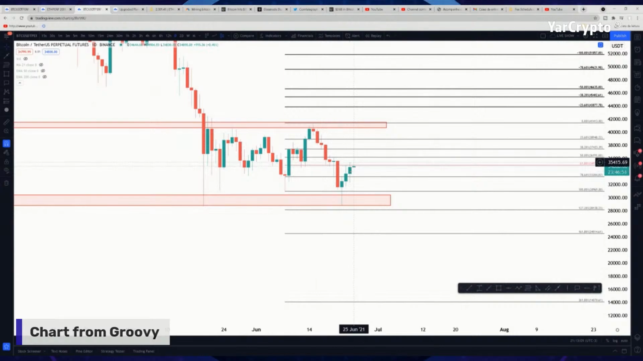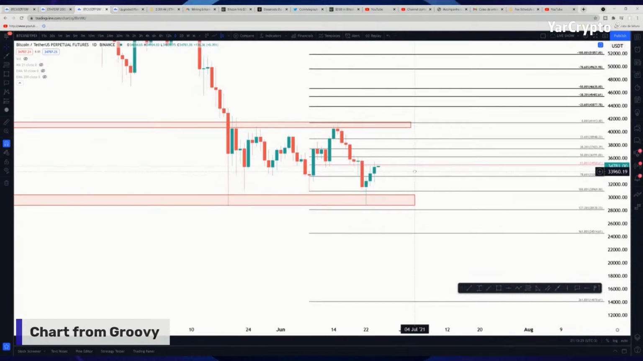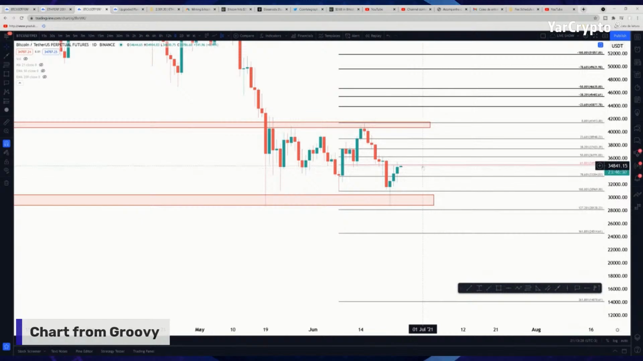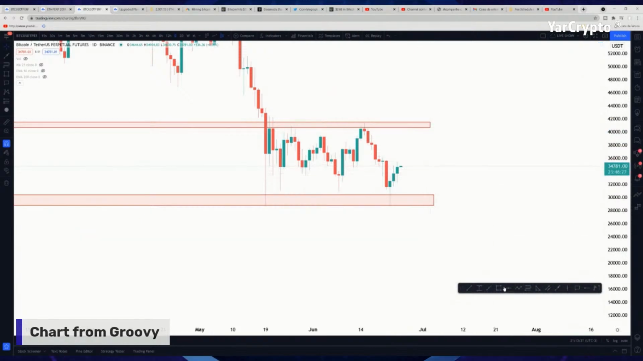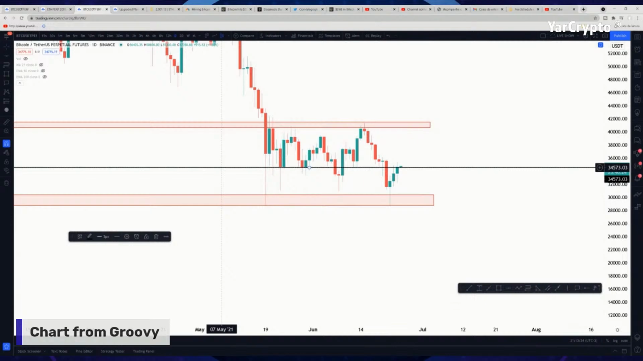We tried to get above this in the last daily candle, a few hours ago, and we couldn't just yet. So we are kind of getting rejected by this level right now. We still have to see how it plays out for the next couple hours. But this is BTC. We are in the middle range that I was talking about, the 35k level, which is very important if we're gonna reach 41, 42k.